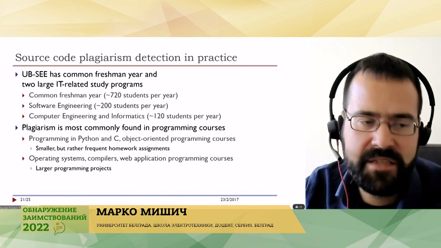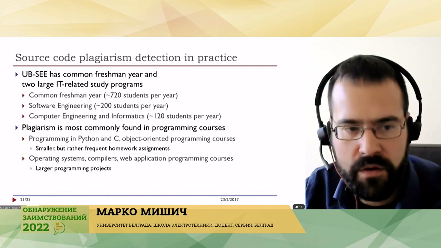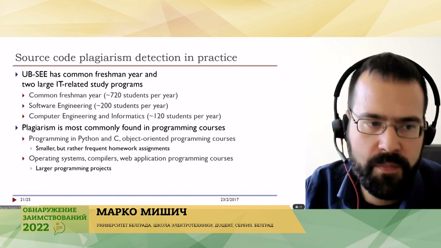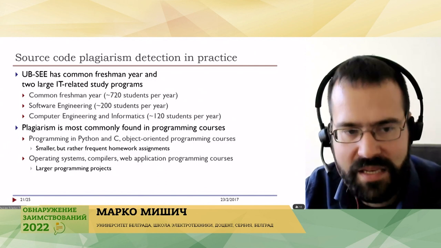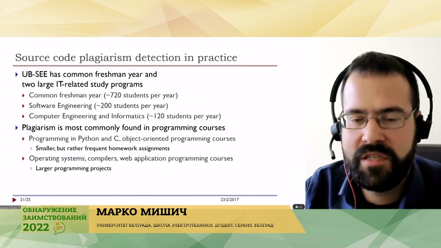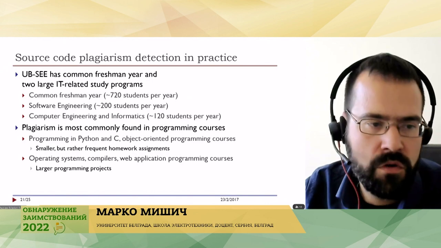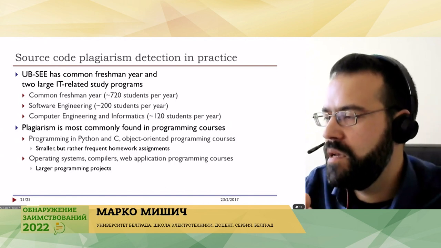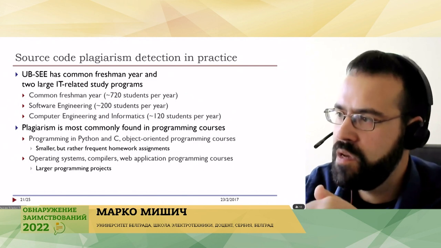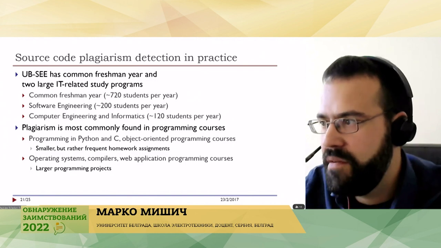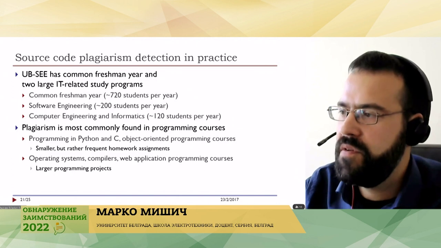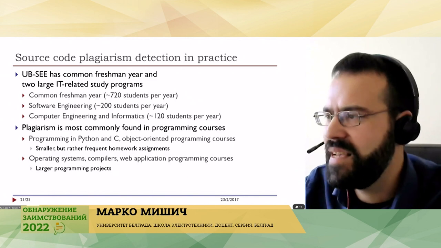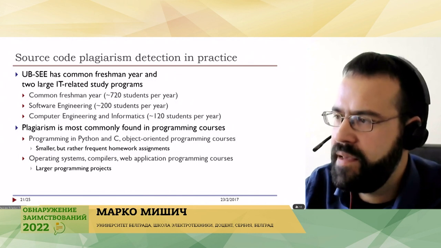And plagiarism is most commonly found in our programming courses. Of course, first, it's found in those courses in the freshman year, like Programming 1, which is Python based, and Programming 2, which is C based, then in object oriented programming courses. And we can say as a conclusion that all those courses have smaller but rather frequent homework assignments. We give those assignments to the students more frequently during the semester, and if they don't have enough time, or if they did not study enough, some of them use other solutions, or those code mills, or ask other people to write their solutions.